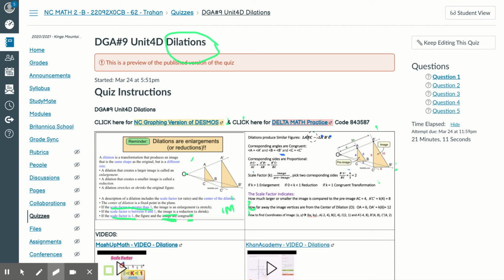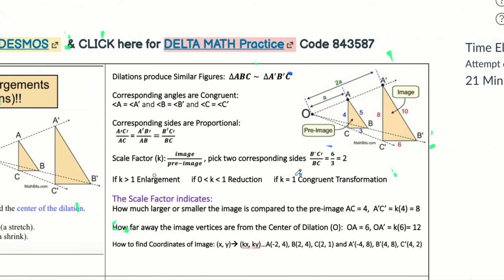In a dilation, it is literally all about the scale factor. Everything is scale factor larger or smaller. Everything is scale factor distance away. All right, so here is my center of dilation. From that center of dilation, that's how the dilated image is moved farther away from your pre-image.